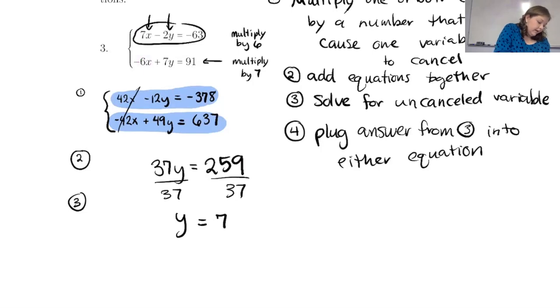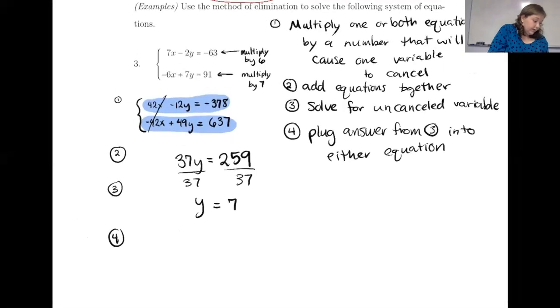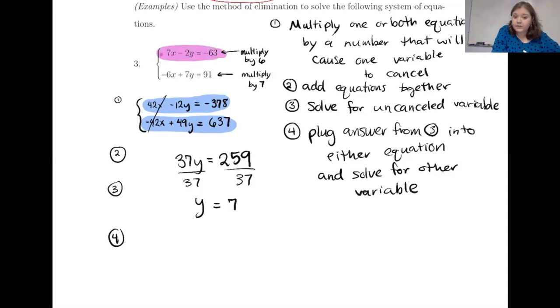So if we look at our original problem, we have 2 equations to choose from. And so in step 4, I'm just going to pick one and plug in y equals 7. And then also part of step 4 is solve for the other variable. Forgot to write that down. Okay, so I'm just going to pick the first equation. I don't have a particular reason for picking that one other than the fact that it just happens to be written first. And I'm going to plug in y equals 7.